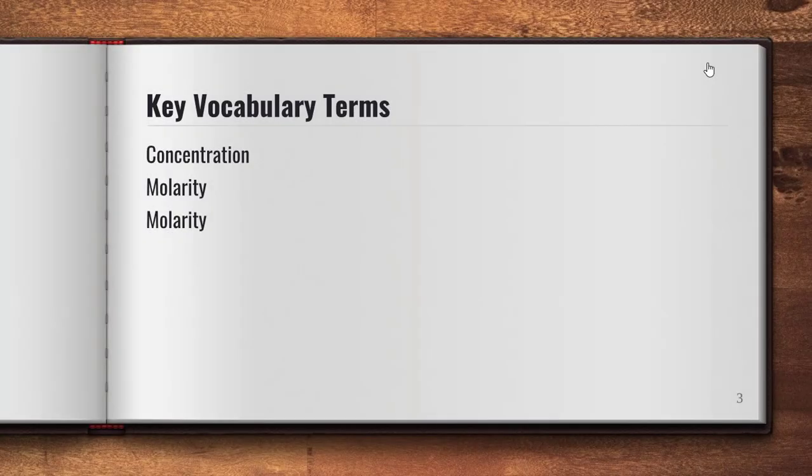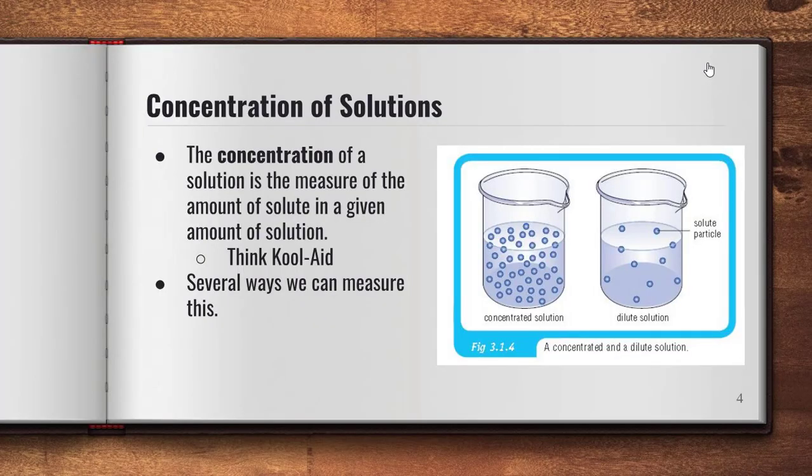Only a few key vocab terms here. We're going to talk about the word concentration as it is in regard to chemistry. We'll also talk about molarity and molality, something you'll become very familiar with, especially if you take Chem 2 and AP Chem. So the concentration of a solution is the measure of the amount of solute in a given amount of solution. So I want you to think about Kool-Aid.